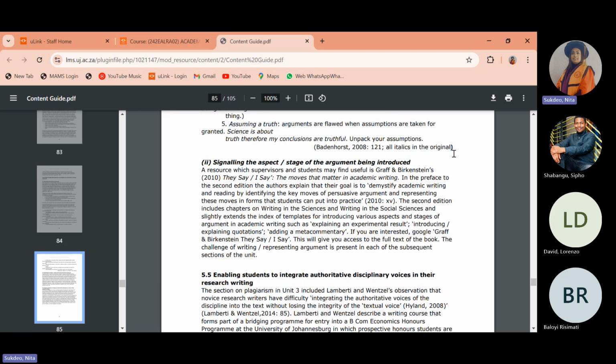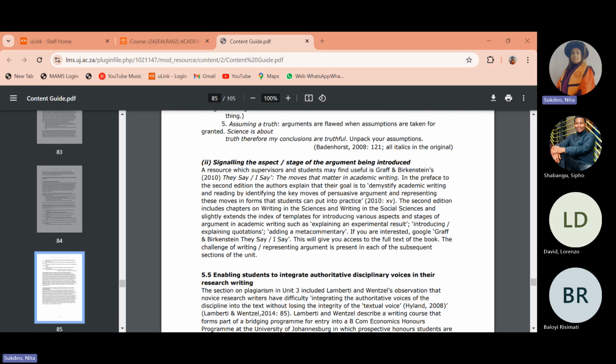Then you have assuming the truth. Arguments are flawed when assumptions are taken for granted. Science is about truth, therefore my conclusion is truthful. Unpack your assumptions. We can't always assume that when we state a claim or make an argument, it's always going to be true. So if I was stating the claim that TQM principles will lead to better organizational performance, how do I know that? Scientifically, I need to prove that. That is why we're conducting the study in the first place. We want to show that it has a significant impact on organizational performance.